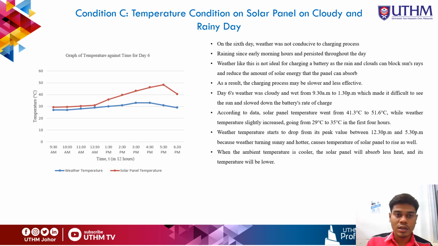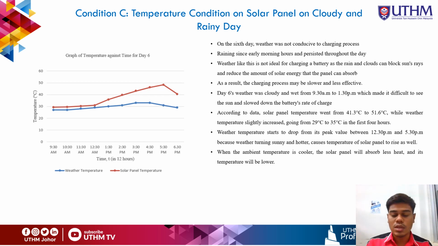So this is the second part for condition C, which is temperature condition on solar panel on cloudy and rainy day. So on day 6, as stated on the graph, weather was not conducive to the charging process, raining since early morning hours and persisting throughout the day. Weather like this is not ideal for charging a battery, as the rain and clouds can block sun's rays and reduce the amount of solar energy that the panel can absorb. As a result, the charging process may be slower and less effective.